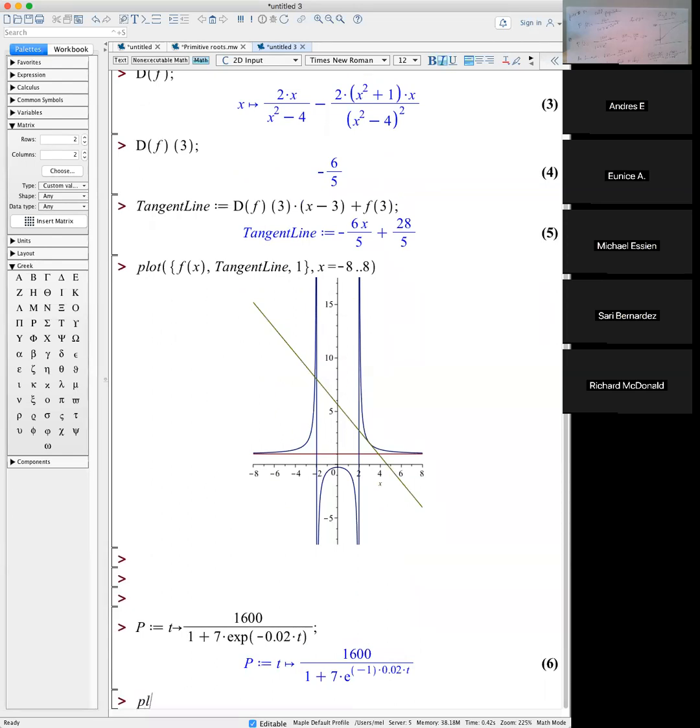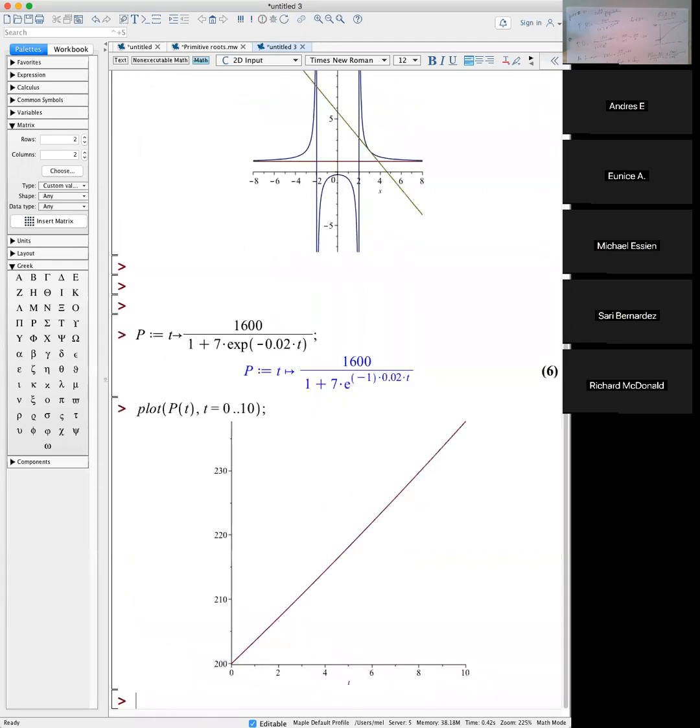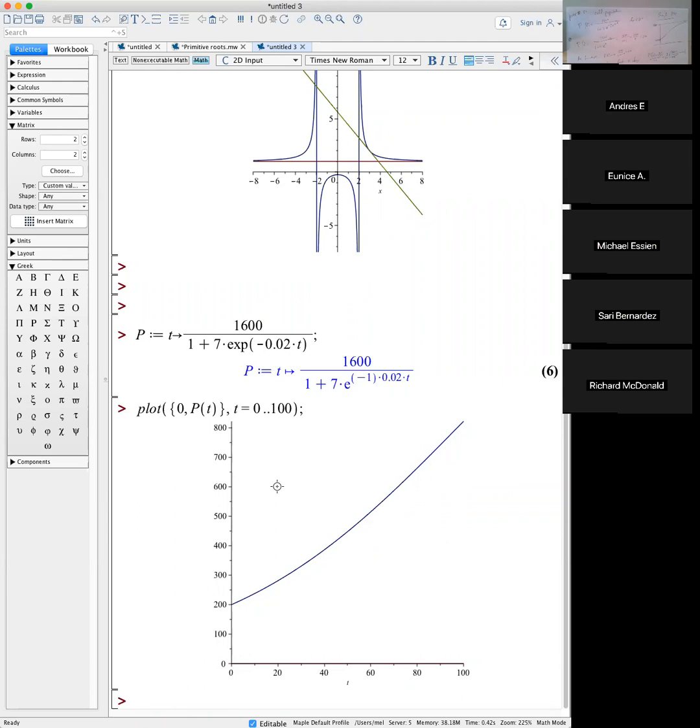And if I want to plot P of t, say t goes from 0 to 10. Ooh, that's interesting. That's what it looks like, right? But I'm going to graph it to 100. Huh, that's more interesting, perhaps. I want the axis here. Okay, so that's what our function starts to look like.